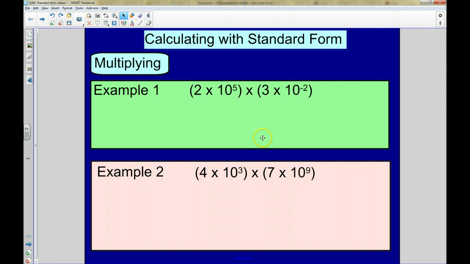Hi, in this video we're going to be looking at multiplying and dividing numbers that are written in standard index form. First of all, we're going to have a look at multiplying numbers together. So I've got two numbers here. I've got 2 times 10 to the power of 5, and I'm multiplying that by 3 times 10 to the power of negative 2. So in order to carry out this multiplication, I'm going to separate these.